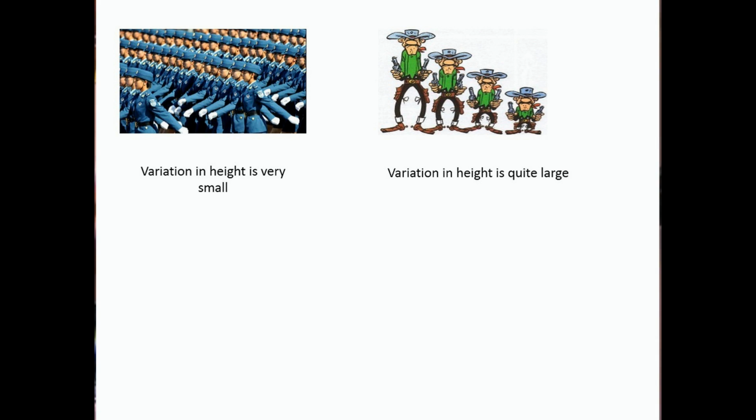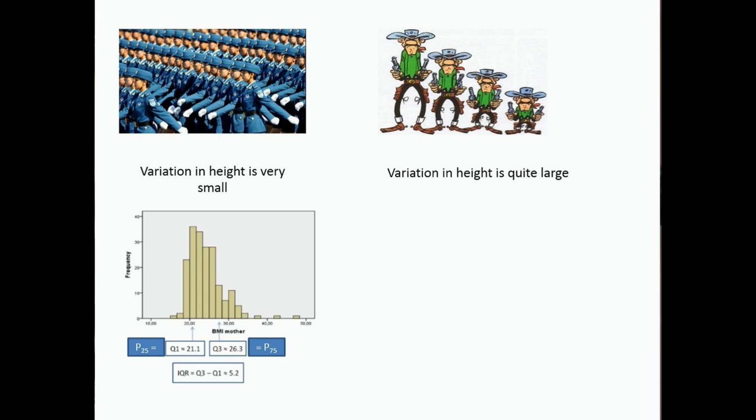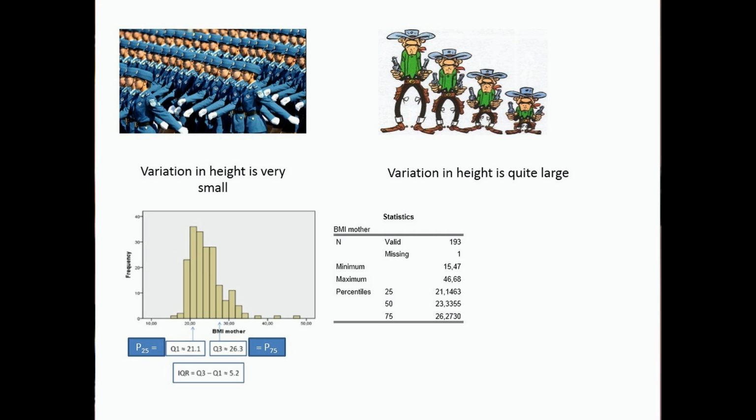Here we see the distribution of the variable BMI of the mothers again, together with a table of descriptives from SPSS. There are several measures for dispersion. The most simple one is the range, which is defined as the difference between the highest and the lowest observation. A drawback of this simple measure is that one single outlier has great impact on the range. The range has been calculated as 31.2 now.